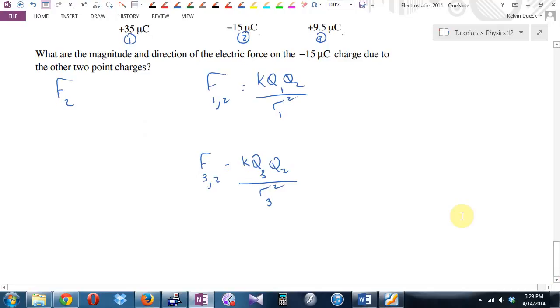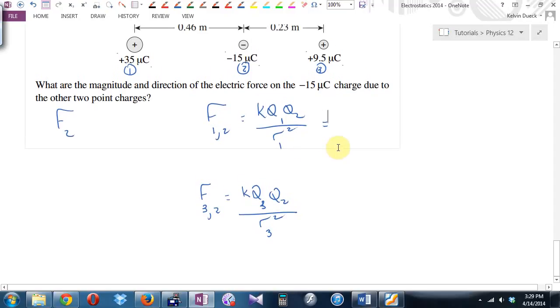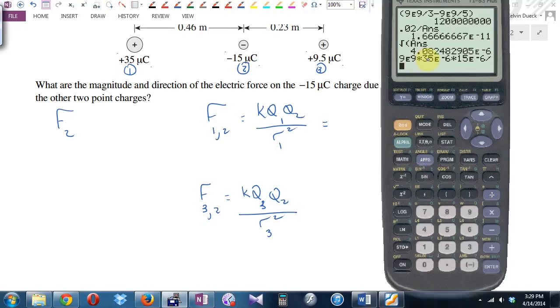Okay. I'd also need to get a direction. Now, in the interest of time, I'm not going to show you all the numbers. I'm going to go straight to typing. So force 1 is going to be 9 times 10 to the 9th, 35 microcoulombs, 15, ignore the negative because it's a vector, right? Divided by 0.46 squared. 22.33.